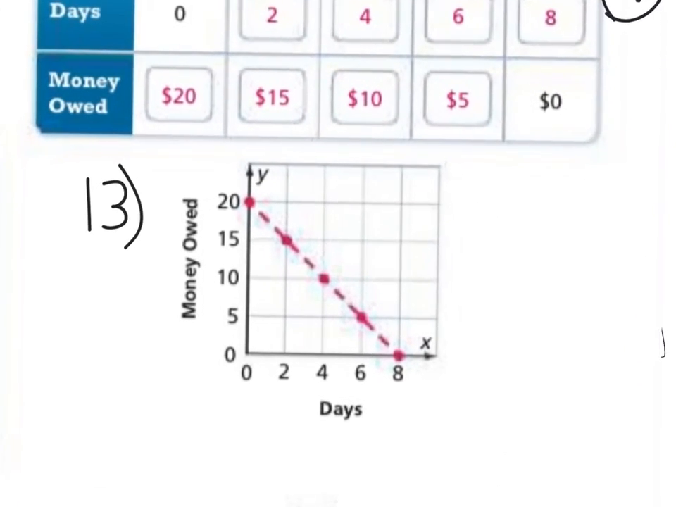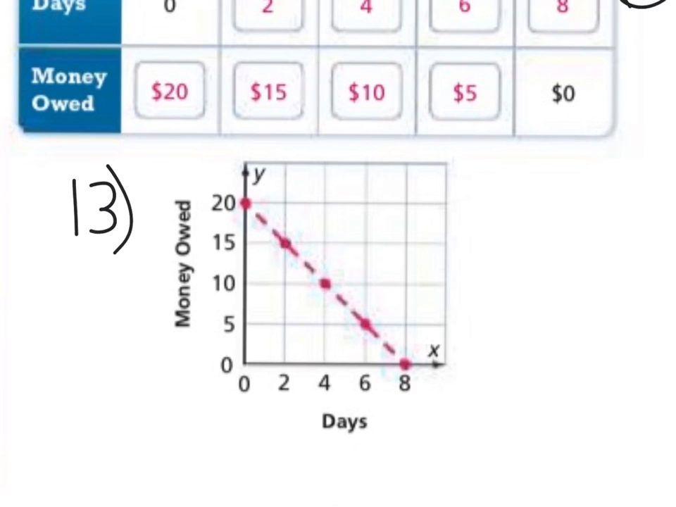And then this time, we're not going to have arrows on the ends of this because once his debt's paid, he's not going to keep paying. And we're not going to go backwards and say, you know, this many days ago, -3 days ago. It doesn't make sense with what we're doing on this problem.